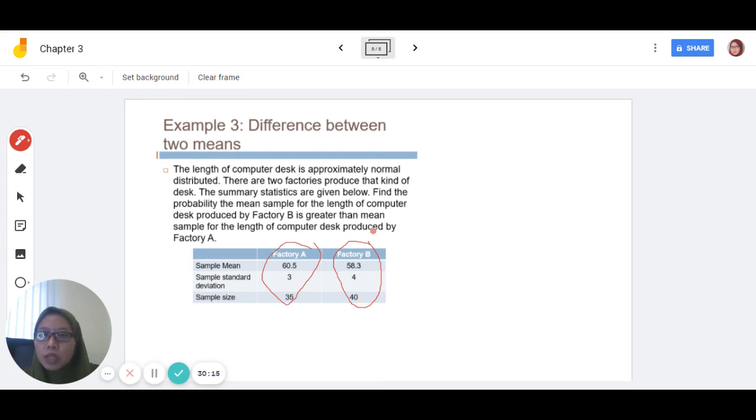Okay, so back to the question. Find the probability that the sample mean for the length of computed dust produced by factory B is greater than the sample mean of the length of computed dust produced by factory A. That is, you want to find the probability that the sample mean for B is greater than the sample mean for A.